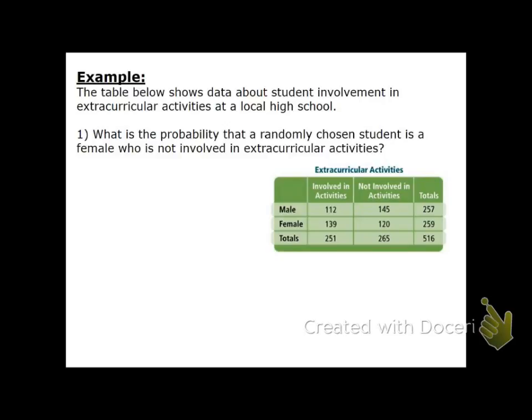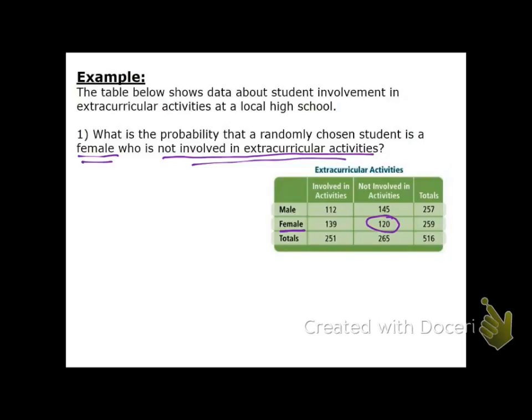What is the probability that a randomly chosen student is a female who is not involved in extracurricular activities? So the key words here are female and not involved in extracurricular activities. So we're going to focus in on the female category and the not involved in extracurricular activities.